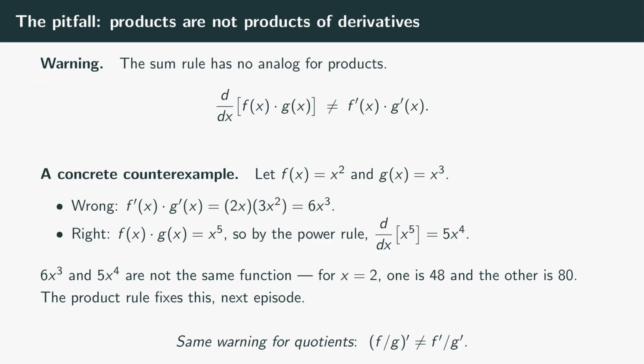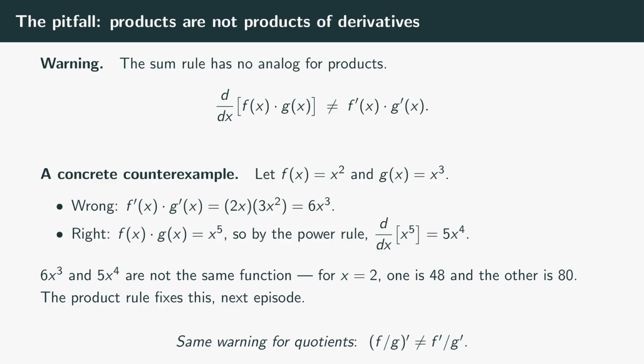Before we close, a warning that single-handedly accounts for a huge fraction of wrong answers on first-year calculus exams. The sum rule does not have a product analog. The derivative of f times g is not f prime times g prime. It looks like it should be by symmetry with the sum rule, but it is flatly wrong.